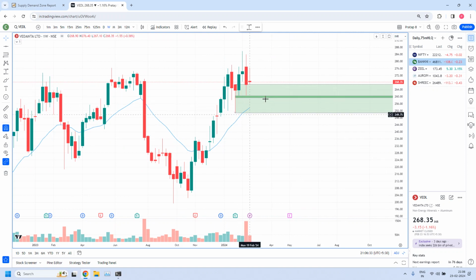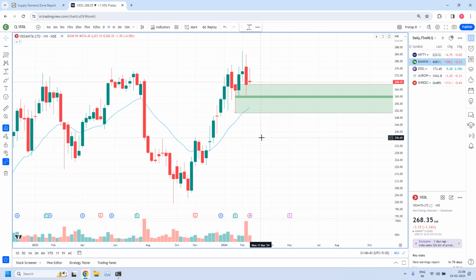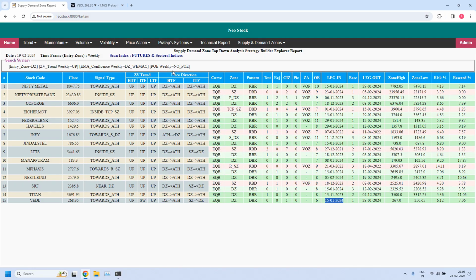So it is a very good weekly zone for Vedanta. Exactly the same way, you have to analyze by taking this data and look for the stocks where you get opportunities with the help of this zone confluence and price over extension would have been completed. Why am I saying would have been completed? Because we selected the option no POE, no price over extension. Having EMA confluence and not having price over extension is an indication that recently price over extension is completed.